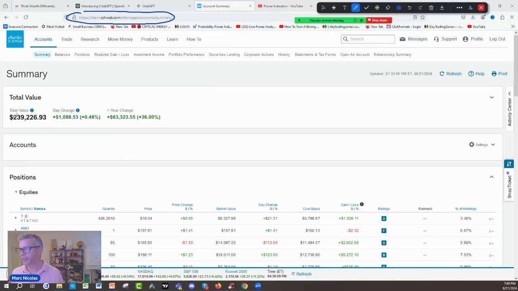Up 36%. $63,000 for the year, doing almost nothing, using the power indicator, right? And using our own probability power indicators for entry and exit, for swing trading and day trading. But in that case, it is really also for the long-term investing play for retirement, tax deferred, and with tax efficiency and asset protection, because they are within retirement plans, okay?